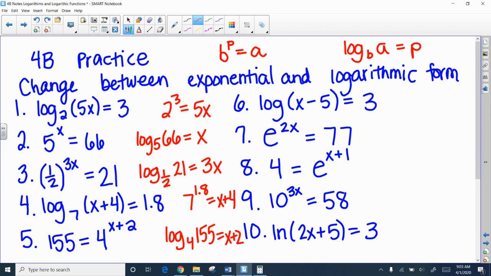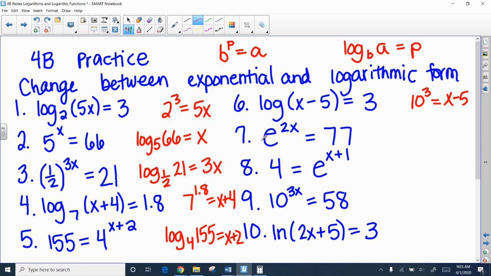Notice these ones are some of our special logarithms. Number 6, it just says log, there's no base. So we know that this is a base 10. So in exponential form, this one would be 10 to the third power equals x minus 5.